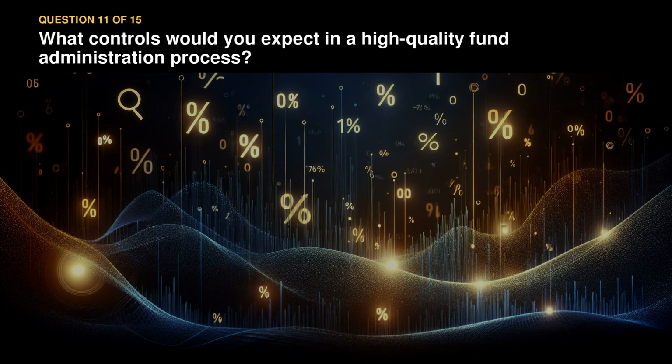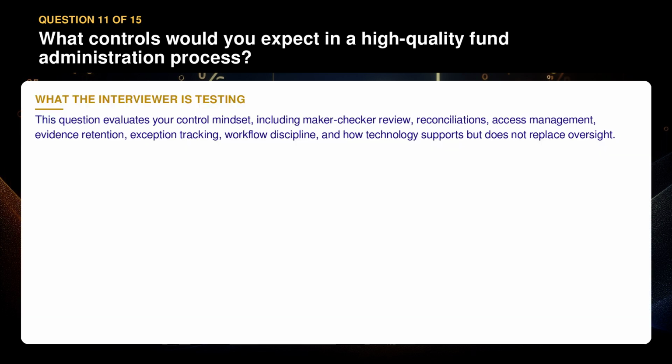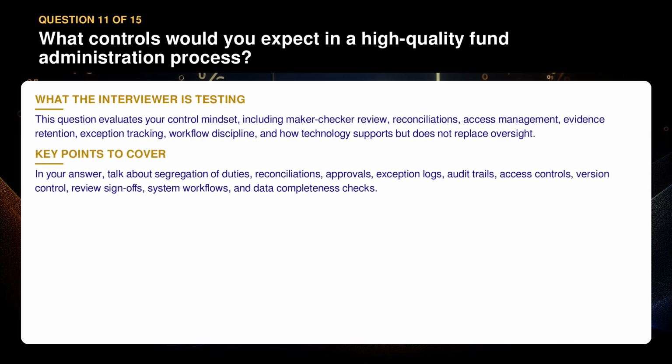Question 11. What controls would you expect in a high-quality fund administration process? This question evaluates your control mindset, including maker-checker review, reconciliations, access management, evidence retention, exception tracking, workflow discipline, and how technology supports, but does not replace, oversight. In your answer, talk about segregation of duties, reconciliations, approvals, exception logs, audit trails, access controls, version control, review sign-offs, system workflows, and data completeness checks.